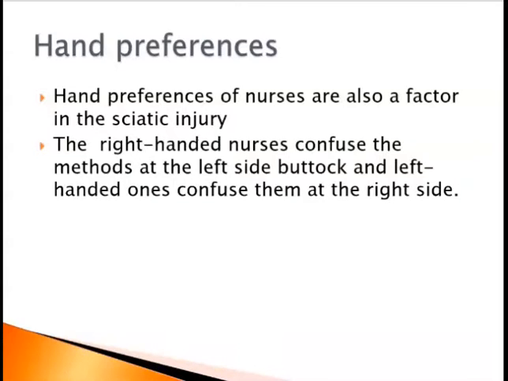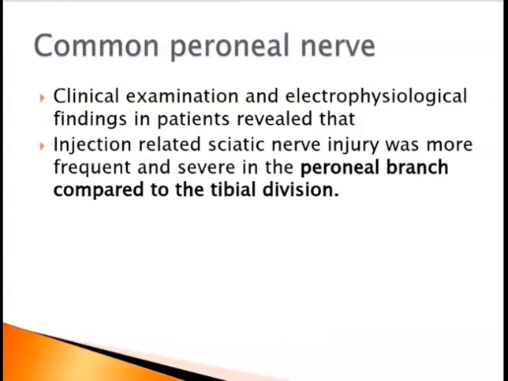Then hand preferences. The hand preferences of nurses are also a factor to cause sciatic injury. The right-handed nurses confuse the methods at the left side of buttock, and similarly the left-handed ones confuse them at the right side. The clinical examination and also electrophysiological findings in patients revealed that injection related to sciatic nerve injury was more frequent and severe in the peroneal branch, that is common peroneal branch, compared to tibial.